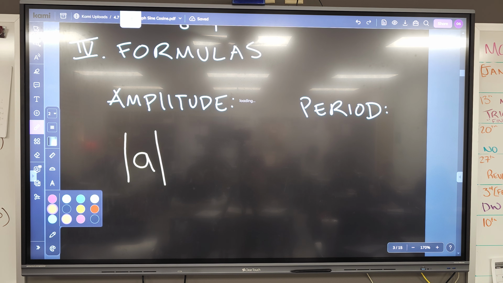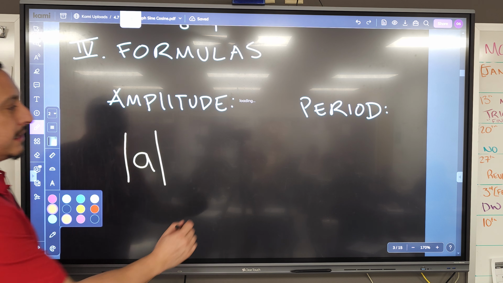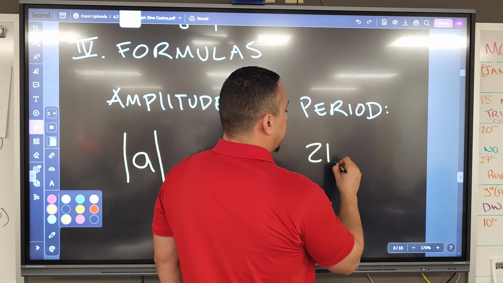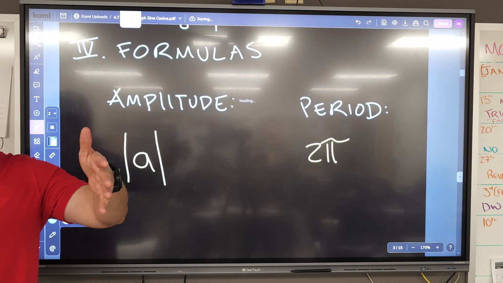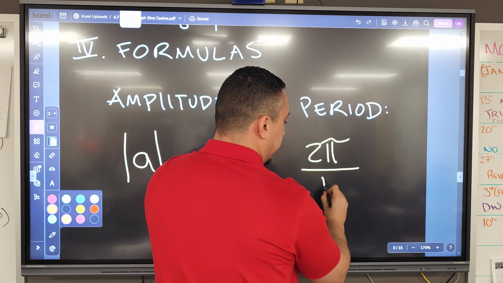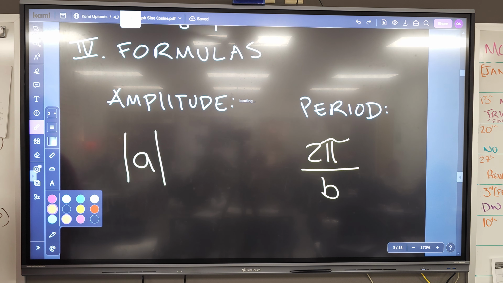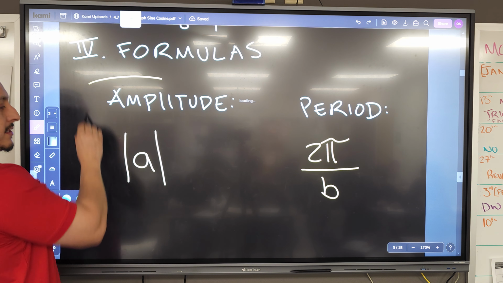Remember, absolute value, all that means, it turns whatever that number is positive. So if it's already positive, it just stays positive. Okay. And then the period is 2 pi, because remember that's the whole circle, right? Divided by the B value. That's how we determine our period. So 2 very simple formulas.